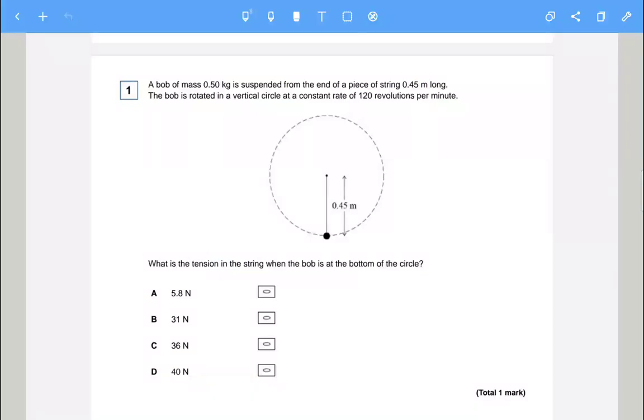Hi there, I've not made a video for a while, so I've decided to do some multiple choice questions. I'm going to start with some further mechanics from A2.